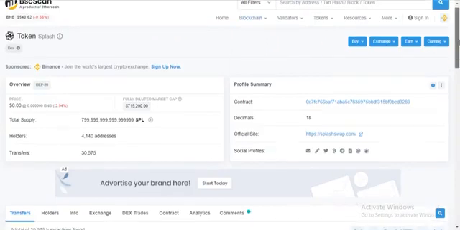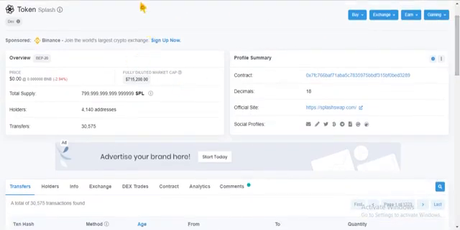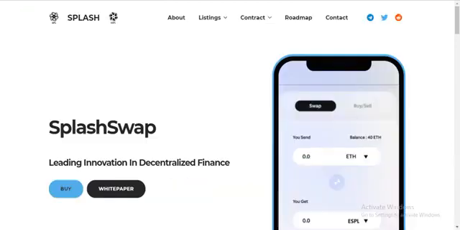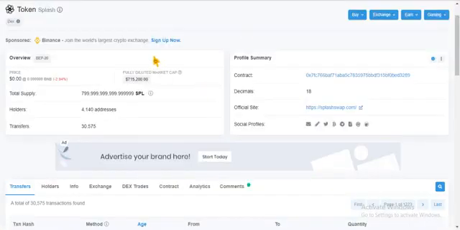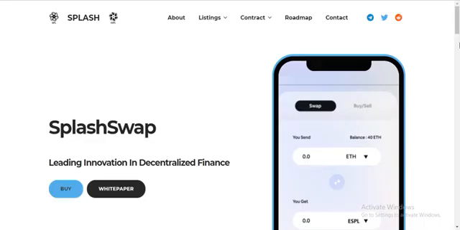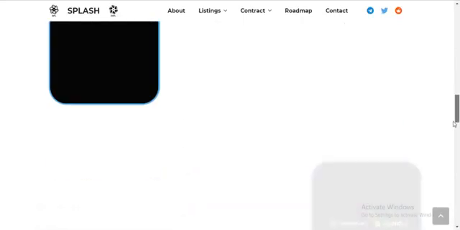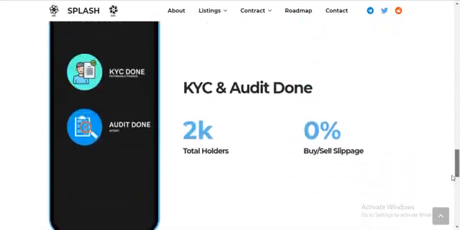Here you can see the BSCScan page of the SPL token. Here is the contract address I am going to show you. You can copy this address and put it in Pancakeswap, Cointracker, or another platform, and it will be shown to you because it is available on Cointracker, LBank, and Pancakeswap. We can see the total supply of SPL, and the holders are 4K plus, which has already been mentioned. Here you can see the 4K holders.